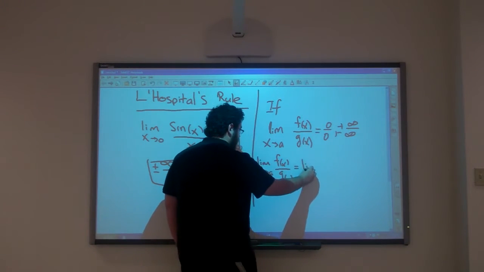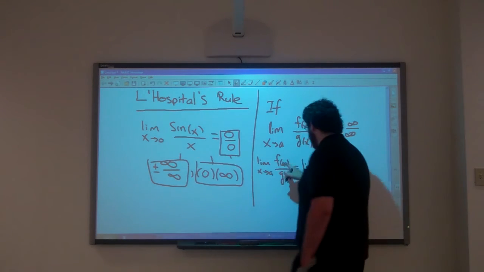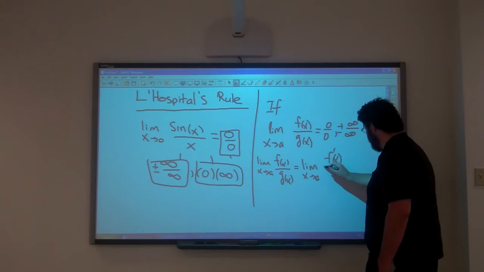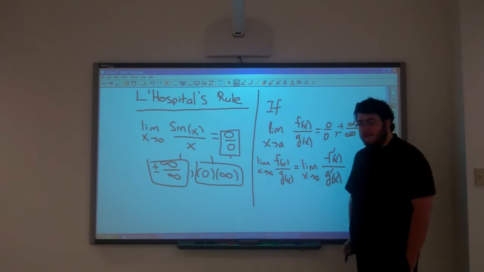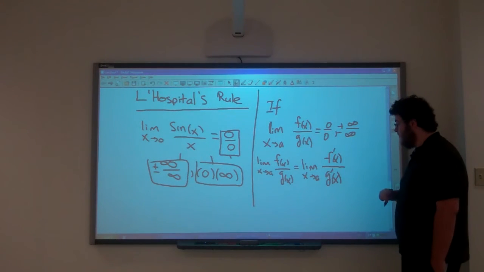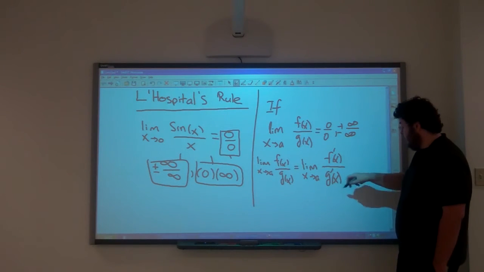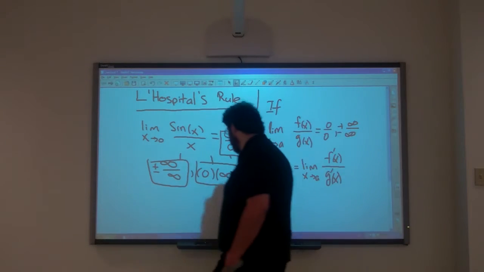equals the limit as x goes to a of the derivative of the top divided by the derivative of the bottom. So, if our limit is an indeterminate form, then we can just say the limit of their ratio is the same as the ratio of their derivatives in that limit. So let's see why this is helpful.